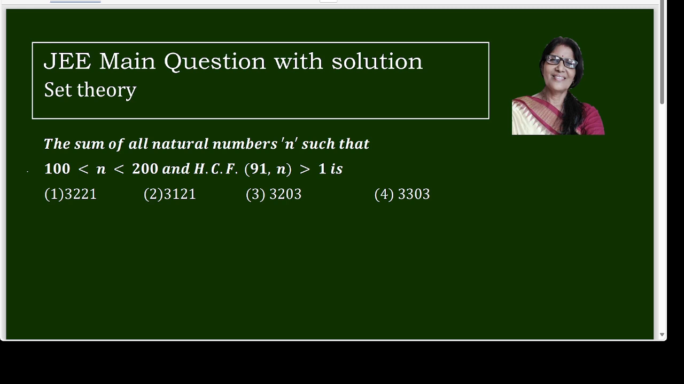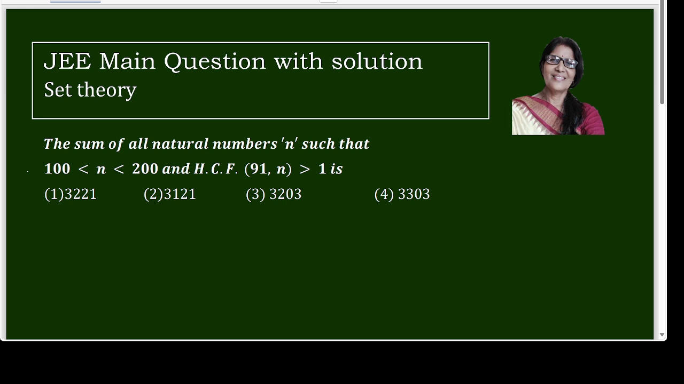Today, a very common question in many competitive examinations. It is a JEE Main question. The sum of all natural numbers n such that n is greater than 100 and less than 200 and HCF of 91 and n is greater than 1 is: four options are given: 3221, 3121, 3203 and 3303.